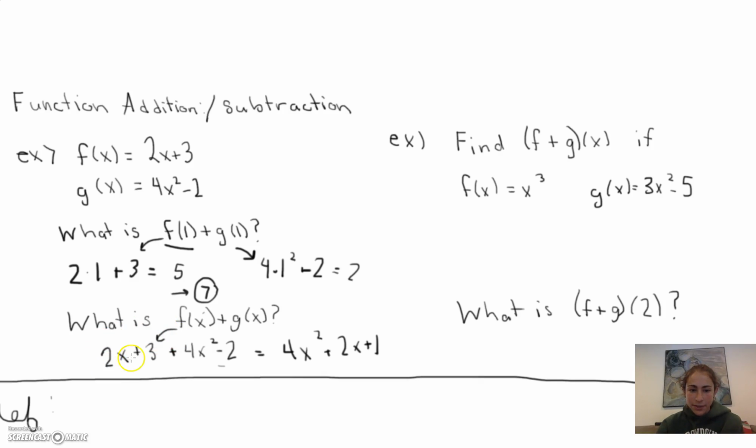F of x was this function. G of x was this quadratic function. We get a new function. It happens to be quadratic. Let's do another example before we move on to our definitions.